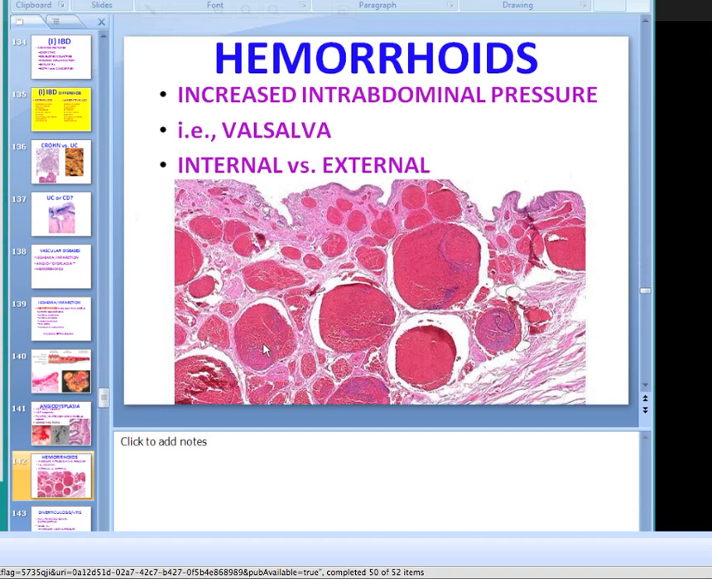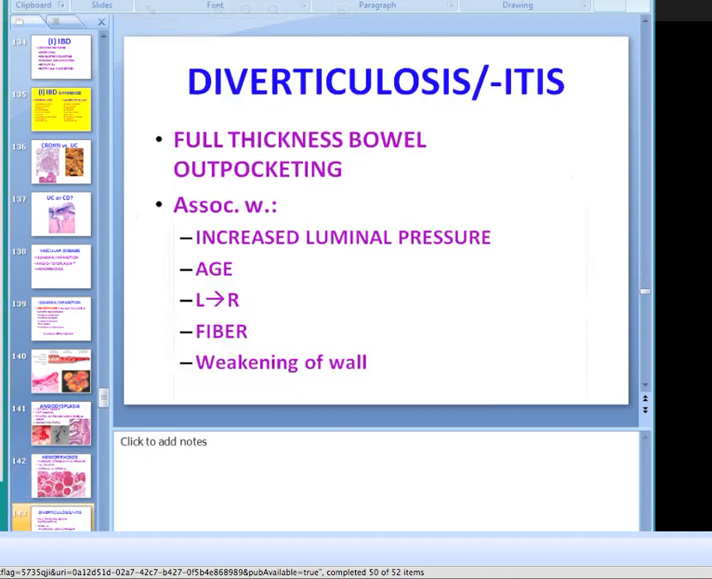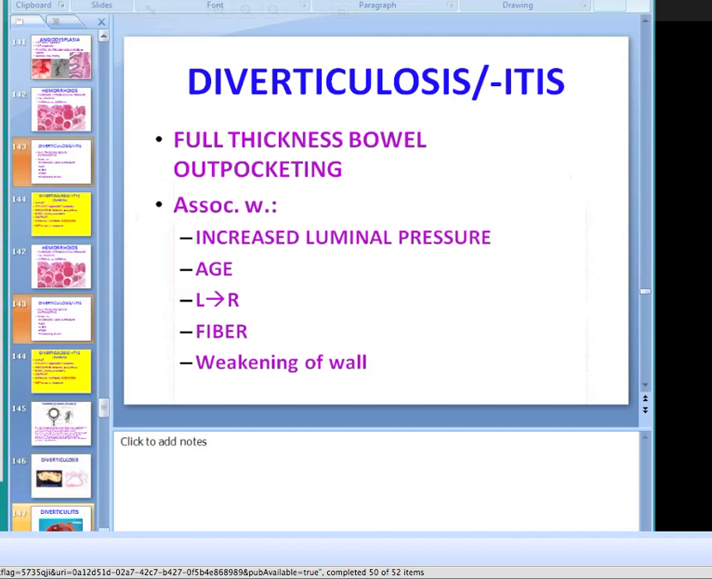That's what hemorrhoids are. And, of course, anything that increases intra-abdominal pressure, anything that might cause you to grunt or Valsalva maneuver, including chronic lung disease, including urinary obstruction, anything that causes chronically increased intra-abdominal pressure will complicate hemorrhoids.